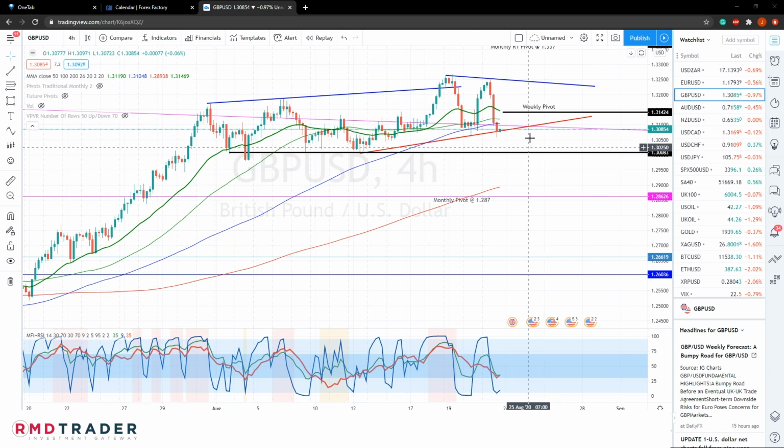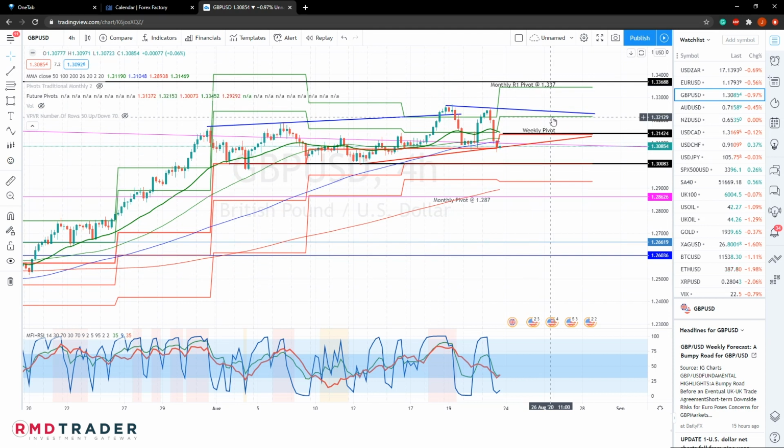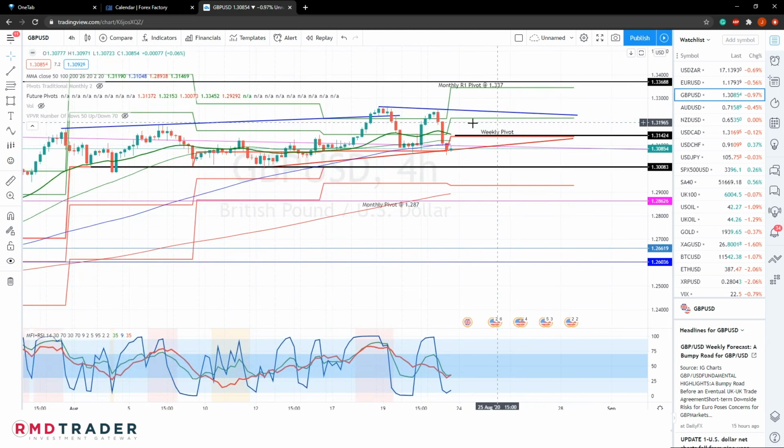However, should we manage to get back above our weekly pivot, we will probably retest this overhead resistance, and that would be very close to our weekly R1 pivot. And of course, should we break above this consolidation area, we will likely target our weekly R2 pivot, or this area between the weekly R2 pivot and the monthly R1 pivot at 1.337.